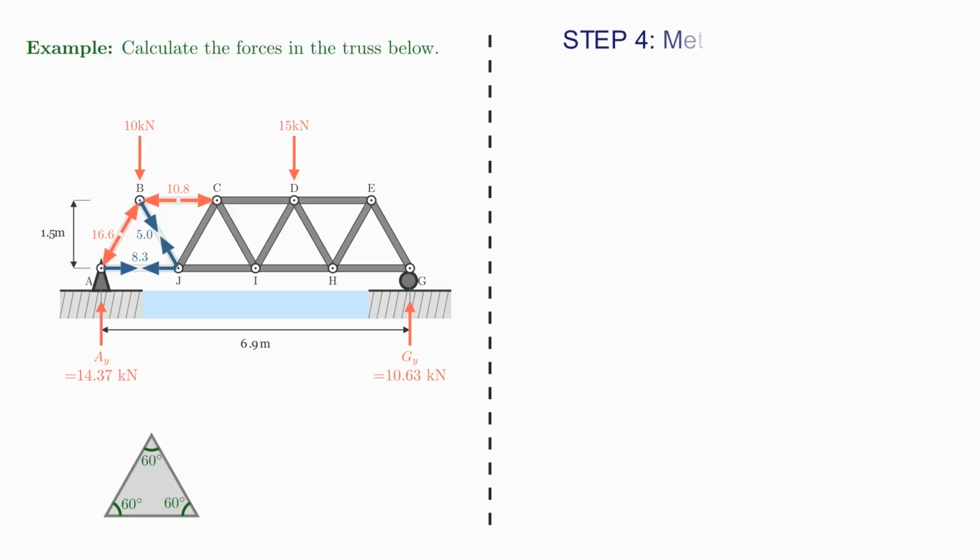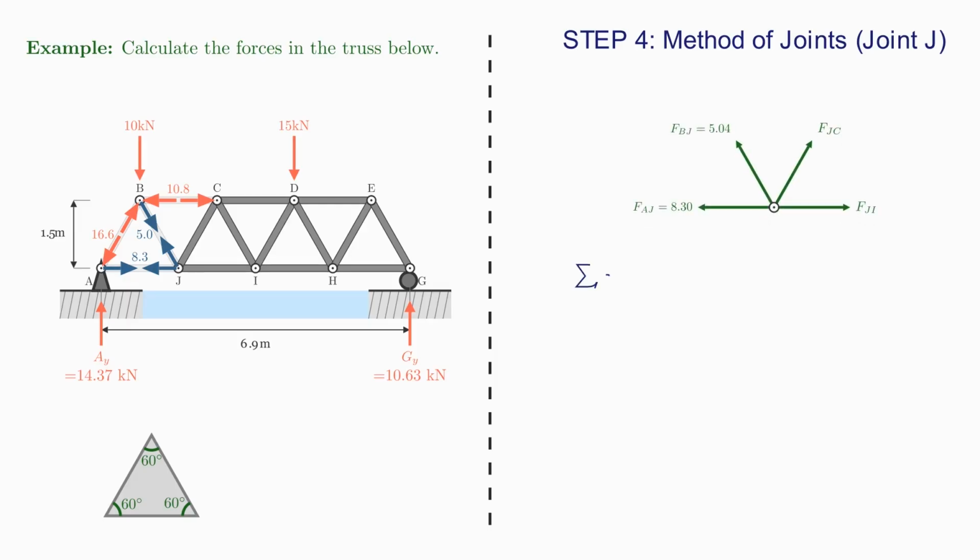Moving on to joint J, I repeat the same process. Drawing a free body diagram, then taking the sum in the y direction, this gives me 5.04 sine 60 plus FJC sine 60 is equal to 0. Both of these are positive because they both act in the upward direction. Rearranging and solving, I get that FJC is minus 5.04 kilonewtons. Again, this member is under compression rather than tension.